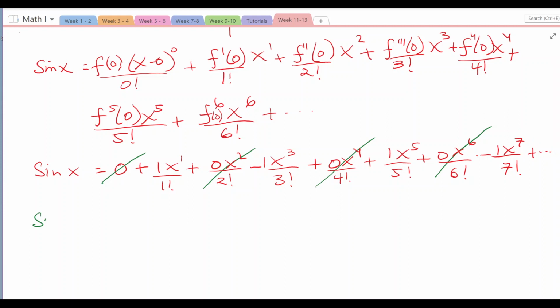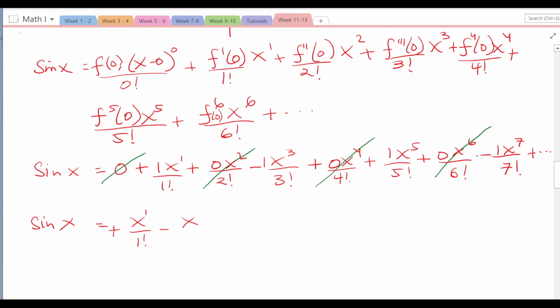Oops, let me just write in green and red. So the Maclaurin series expansion for sine x in this case is simply the summary: x to the power of 1 factorial. Gonna leave it like that, and then negative. Oh, forgot to write the negative sign. So we have positive and then we have negative.